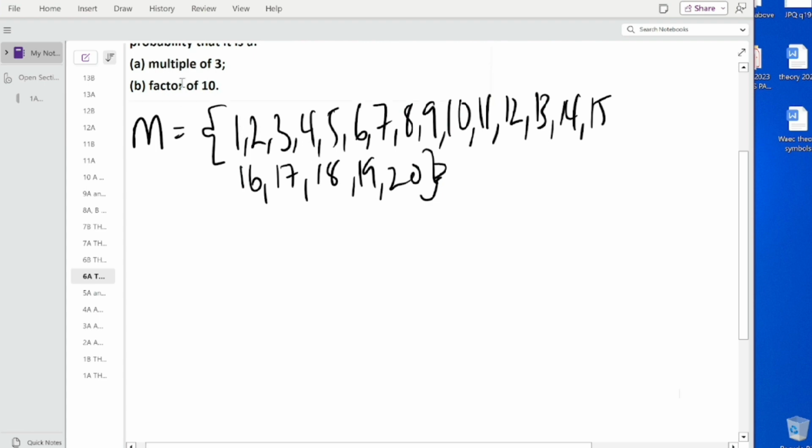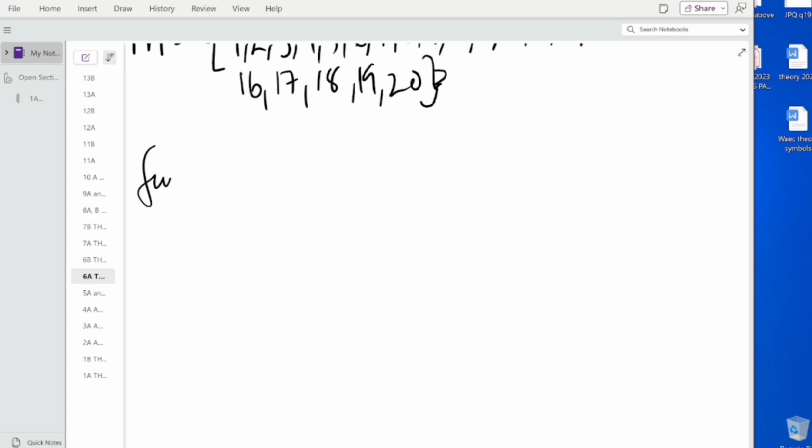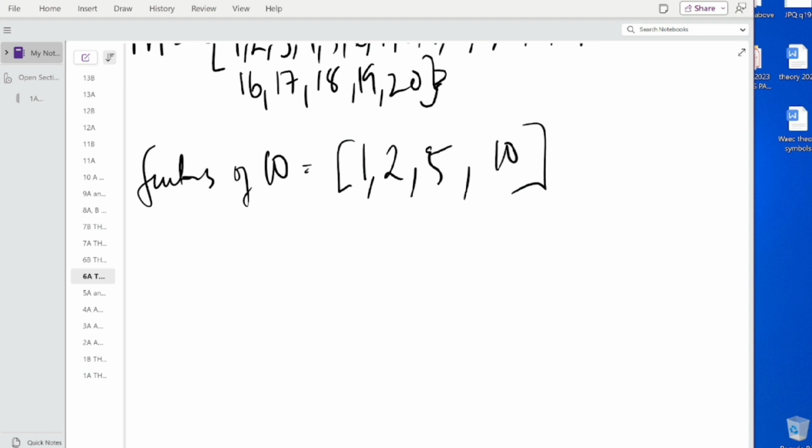The B part of the question says, if the number is selected at random from M, what is the probability that it is a factor of 10? So for B, we will find all factors of 10. All factors of 10 are numbers that can divide 10 and you get a whole number. You can take 1 times 10 is 10, so you can take 1 and 10. You can take 2 times 5, that's 2 and 5. 3 cannot go, 4 cannot go into 10 without remainder. 5 is already chosen, 6 cannot go, 7 cannot, and all numbers greater than 10 will give you decimals. So factors of 10 are 1, 2, 5, and 10.